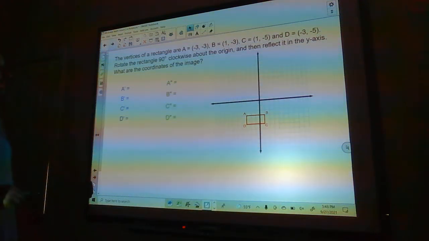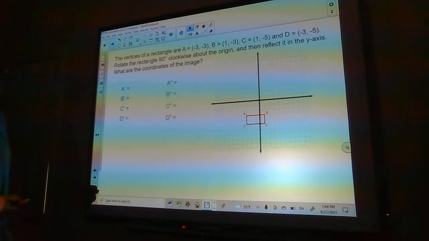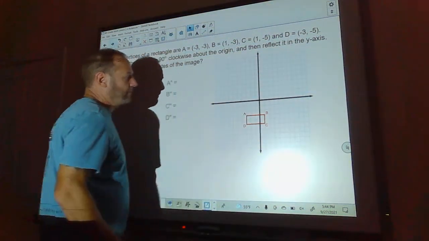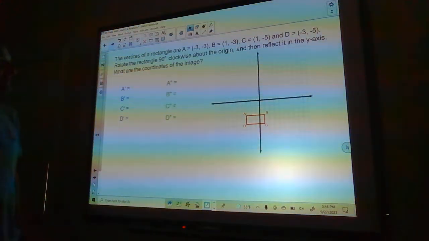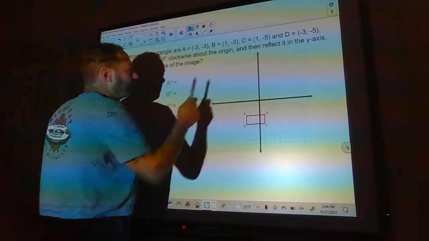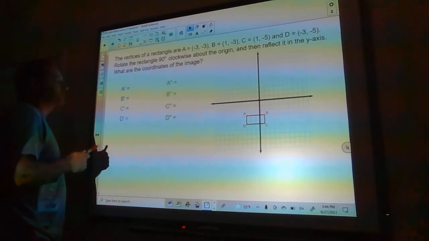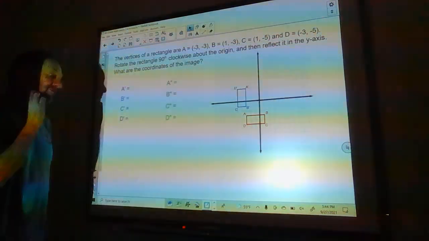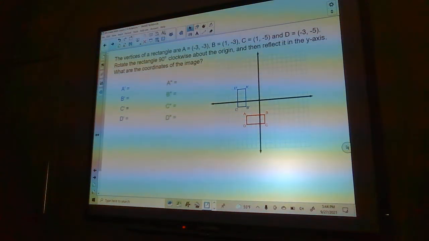Okay, so the first thing we're going to do is rotate the rectangle 90 degrees clockwise around the origin. So it's going to go this way around the origin 90 degrees. And then we're going to reflect it in the y-axis. So what are the coordinates? We're going to have two sets of coordinates. Here's my first one. There's my 90-degree rotation.